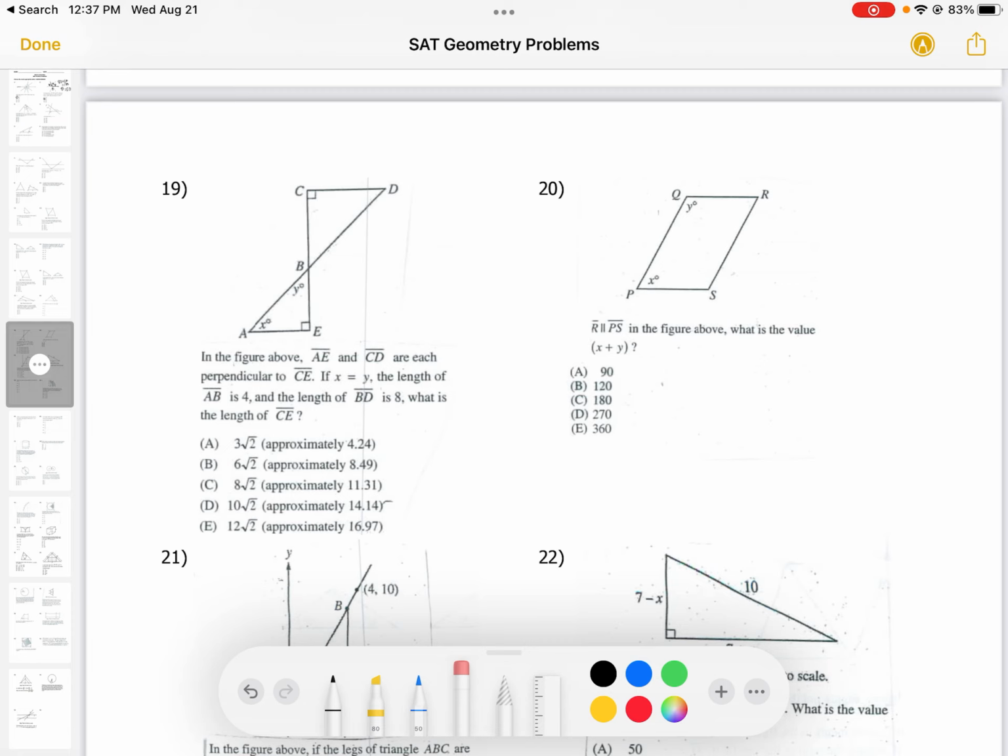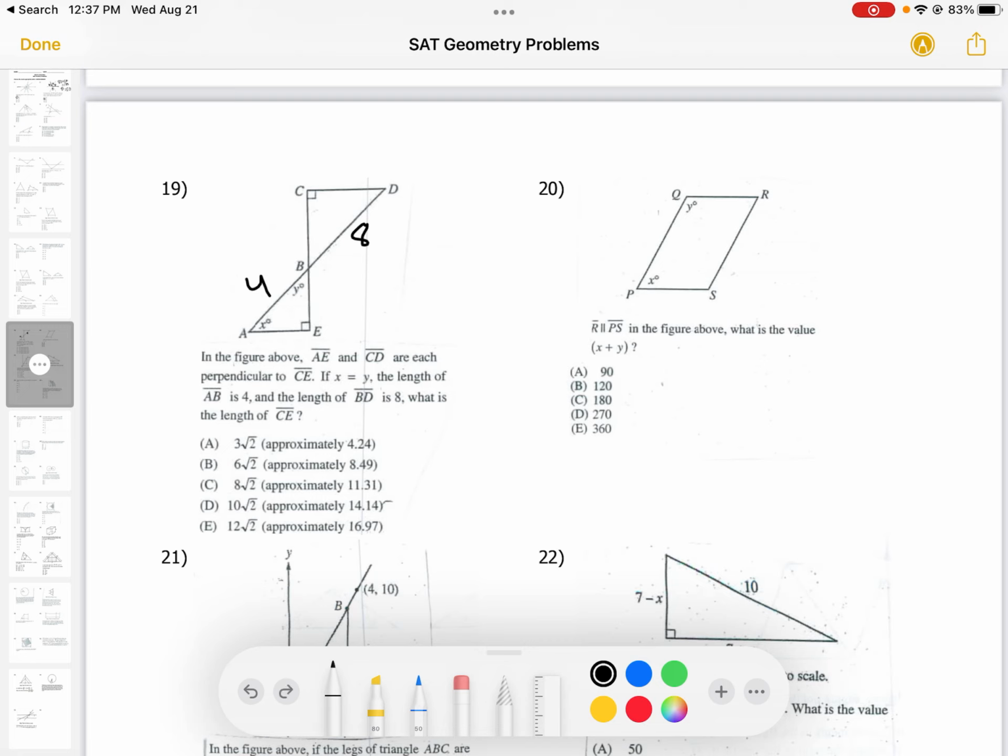Okay, in the figure above, AE and CD are each perpendicular to CE. So we have these two line segments perpendicular to this red line segment right there. And if x is equal to y, the length of AB is 4. Let me write that down really quick. We know AB is 4 and BD is 8. And we want to find the length of CE.